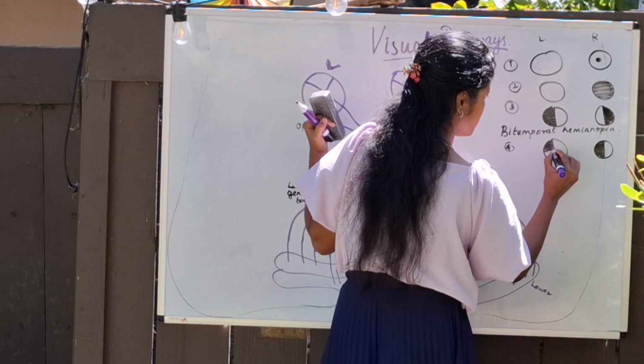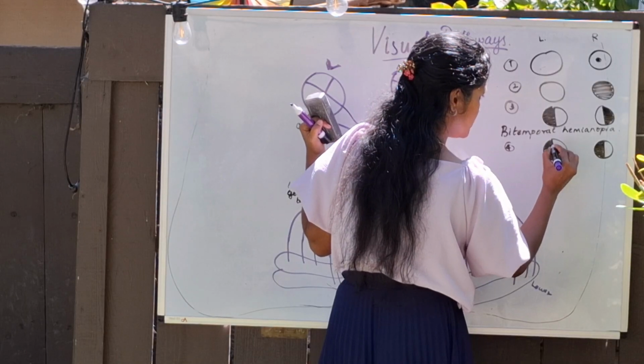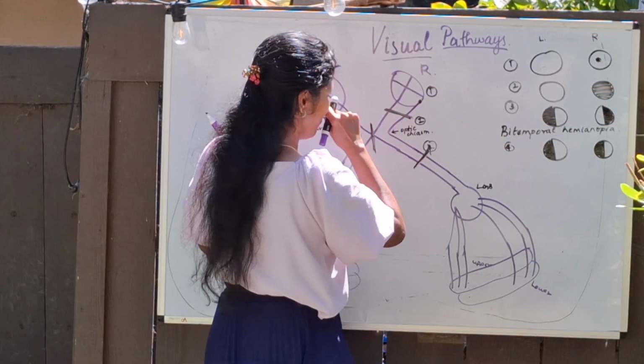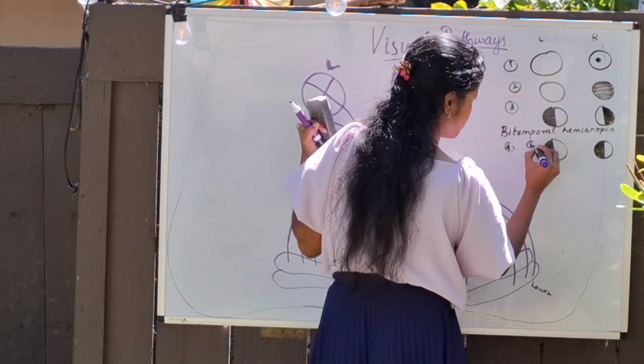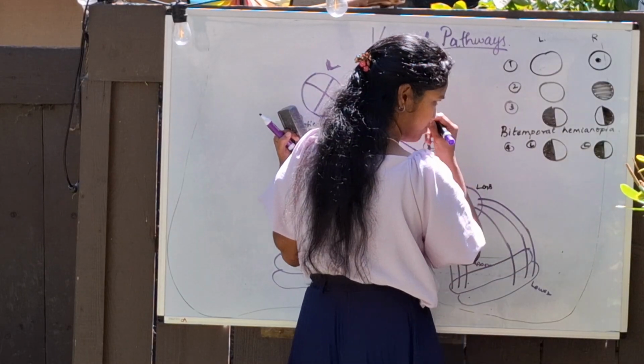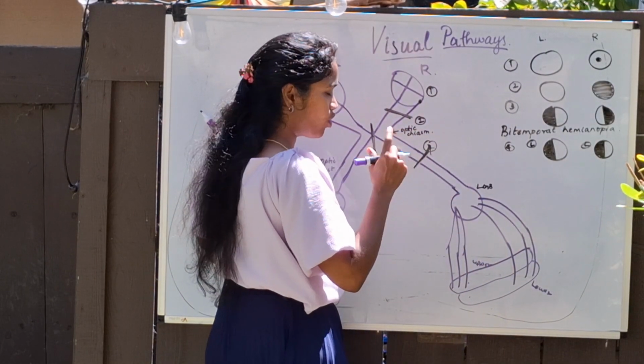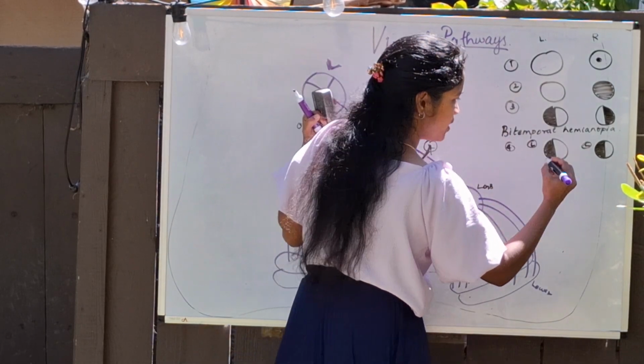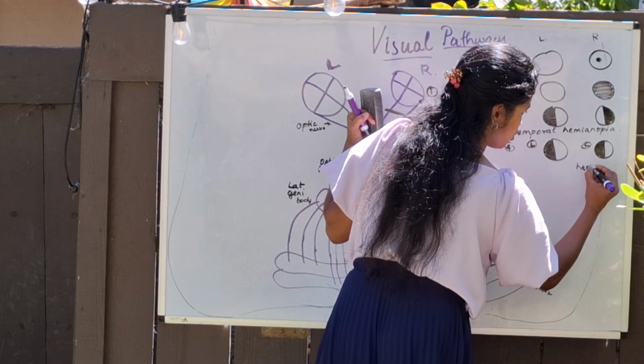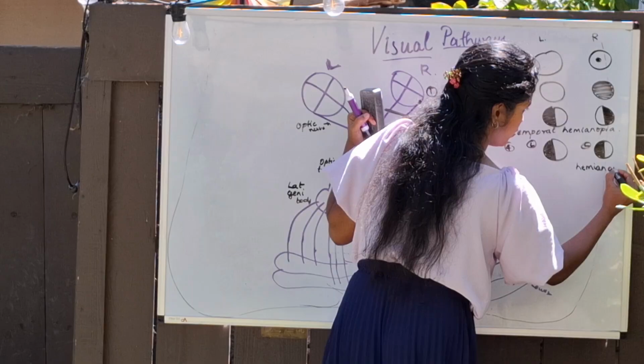So in both the sides, we have the left side being damaged. So the left side is being damaged. Therefore we call it hemianopia, half of the vision lost. When half is lost, then it is hemianopia.